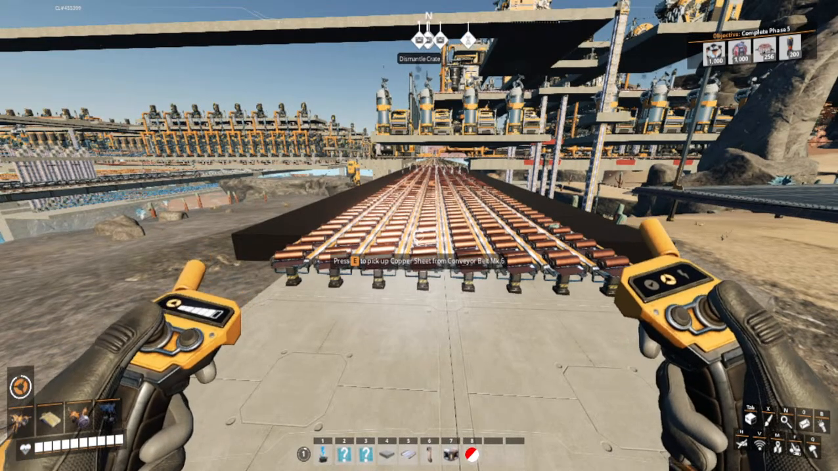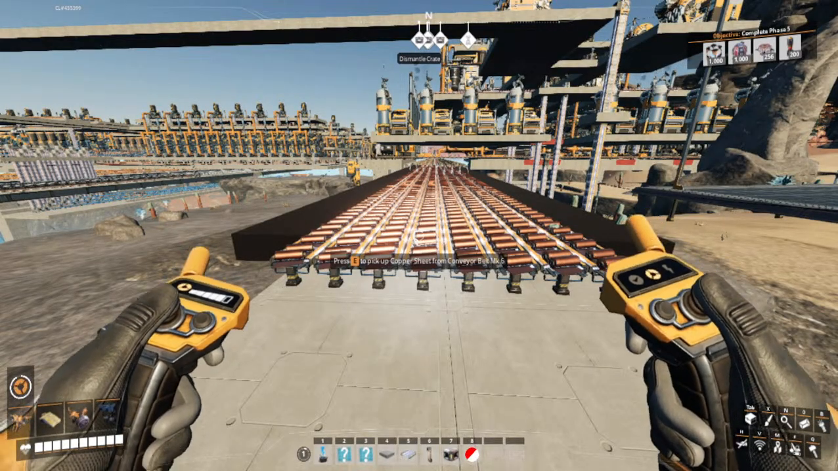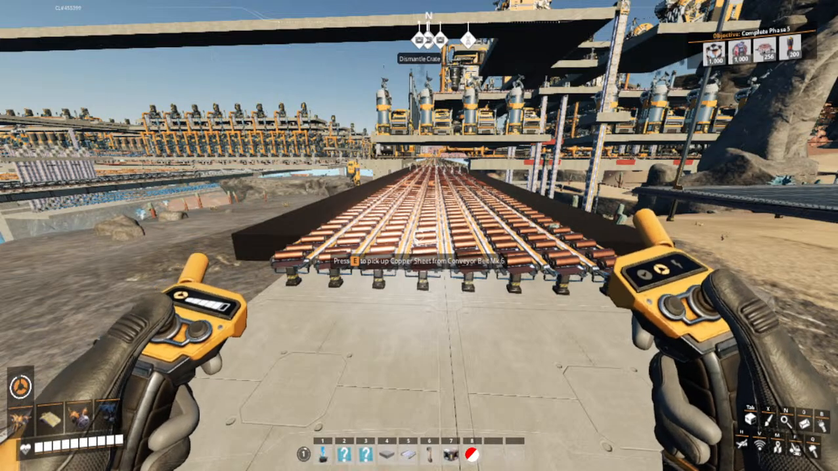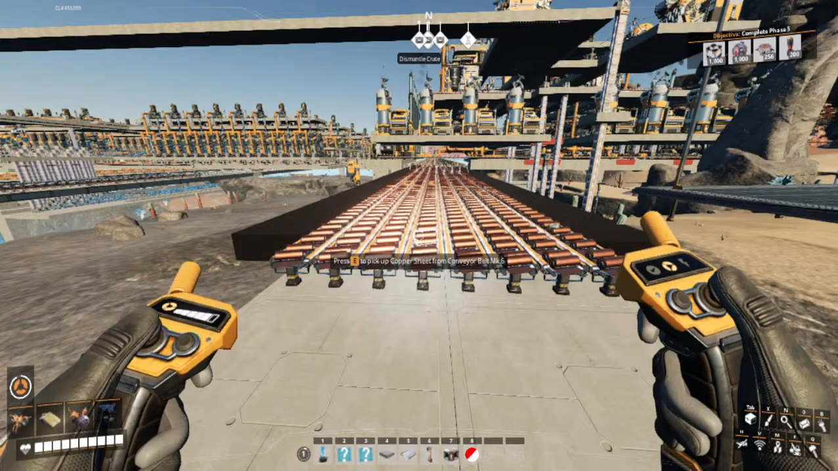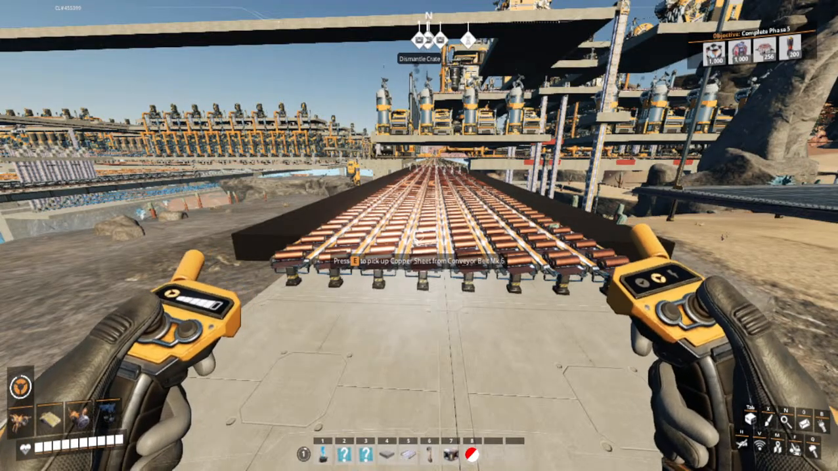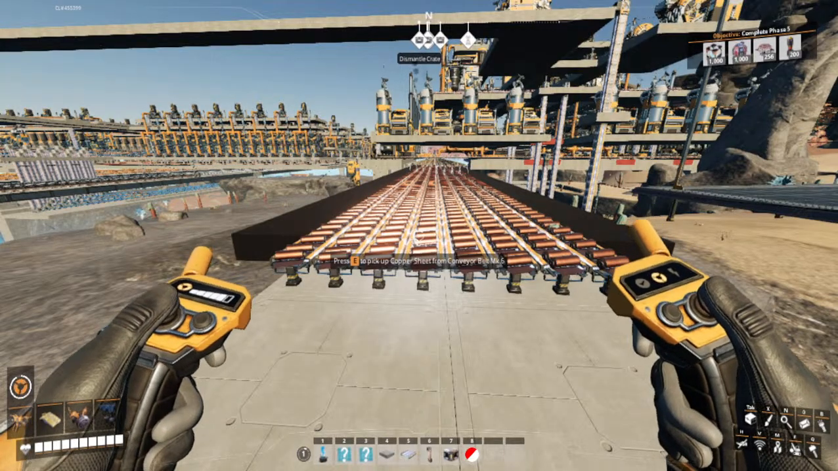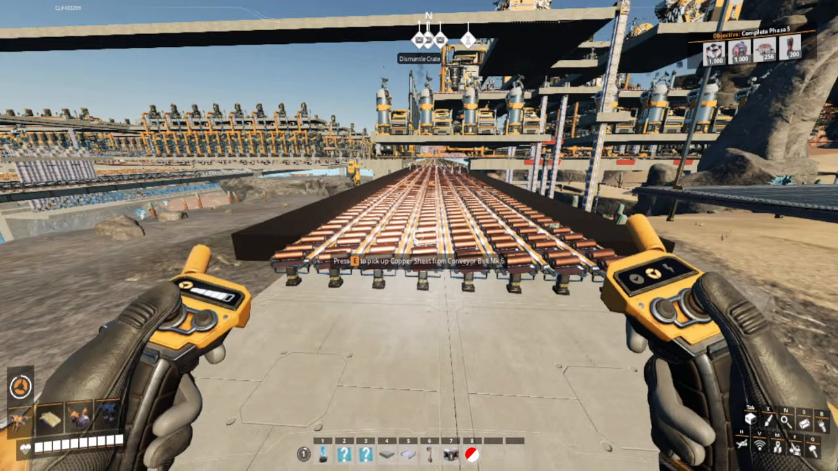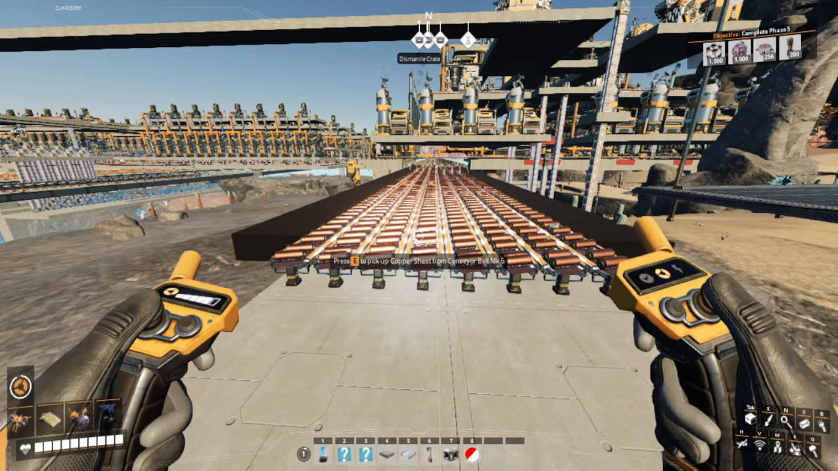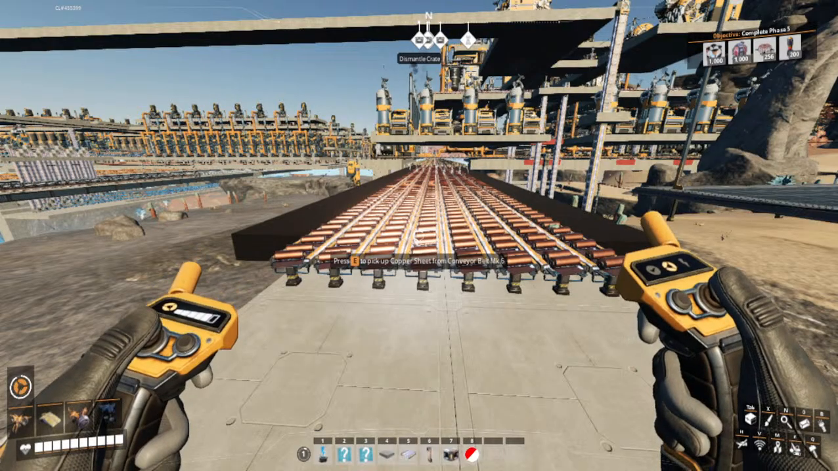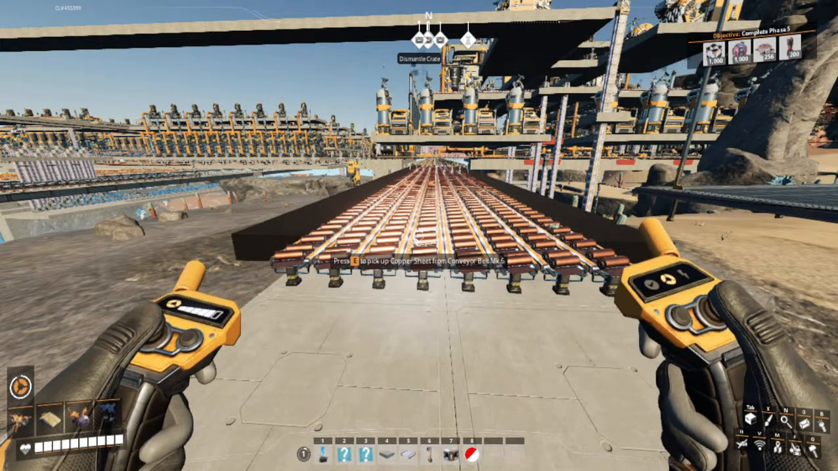5 groups times 32 belts. 5 times 32 equals 160. And then 20 times 8 equals 160. Okay. So we got that. The amount I need is 160 total. 160 machines.